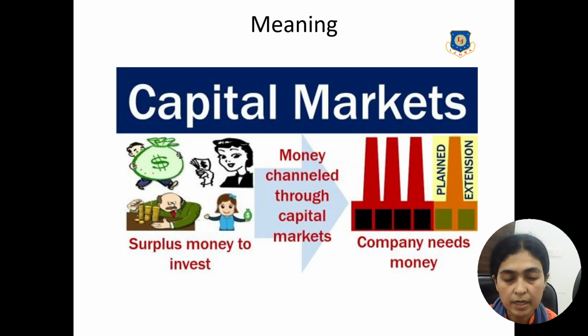So capital market, as we already discussed, is basically about this: there is a segment in the society which has surplus money, and there is a segment in the society which needs it, that is, companies. So basically money market or capital market helps in channelizing this money from surplus money to the segment which is in deficit of money, right? So capital market is basically a link through which this fund transfer will happen.